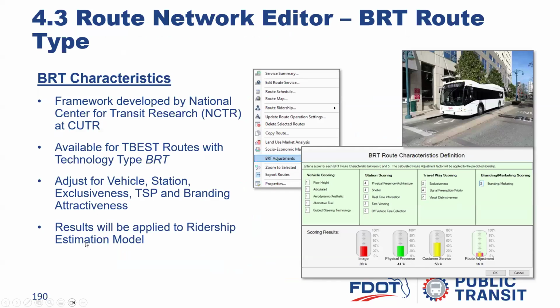Okay, again, we mentioned the BRT characteristics because whenever you right-click, you're actually editing and creating this BRT route. If you select the route in the routes panel and right-click on it, you will receive this BRT adjustments option. So that is how you access the BRT characteristics definition. This only pops up if it's a BRT route, and that's how you get to the BRT route characteristics definitions, right? We've talked about this already, and won't go into too much detail here, but this is how you access it, through this BRT adjustments menu.